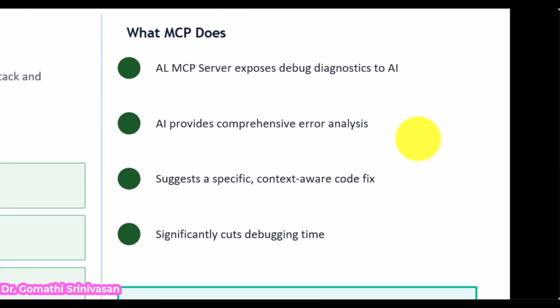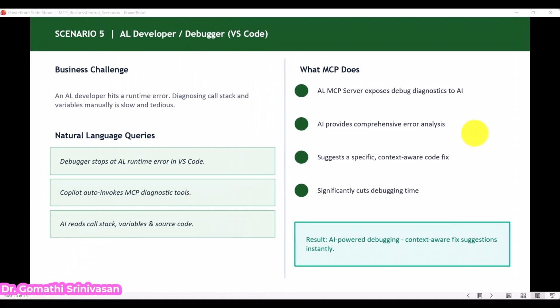So the fifth scenario is the AL developer. An AL developer is working in Visual Studio Code and hits a runtime error. Diagnosing the problem means manually inspecting the call stack, checking variable values and reading the source code, which is slow and repetitive. With the AL MCP server for debugging, here's what happens.